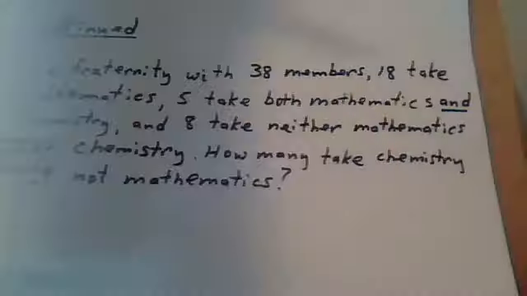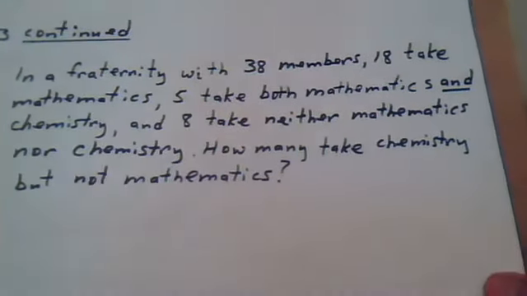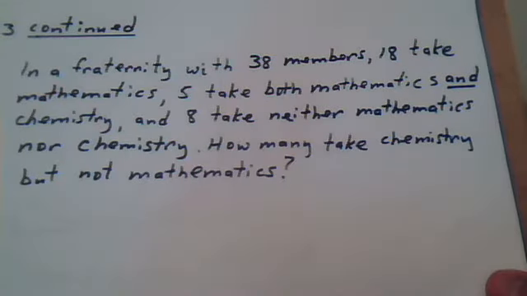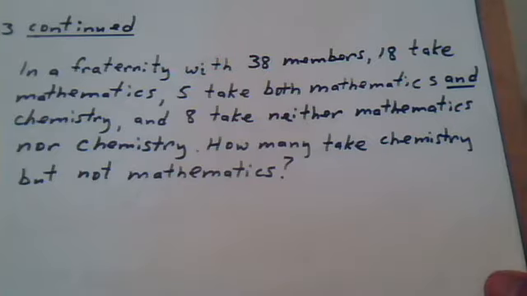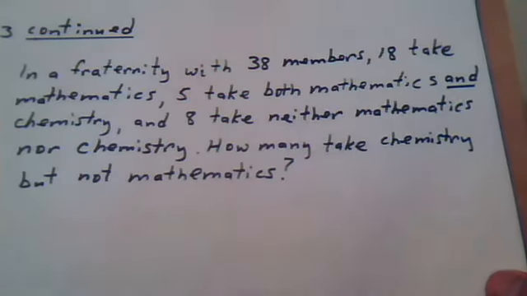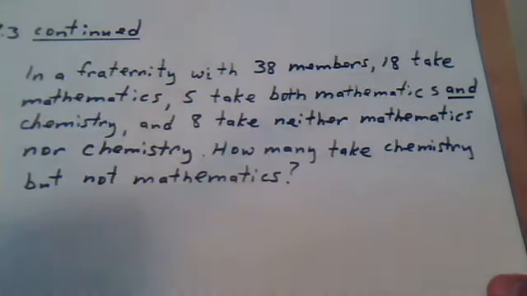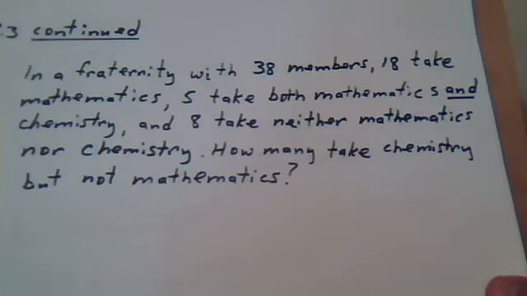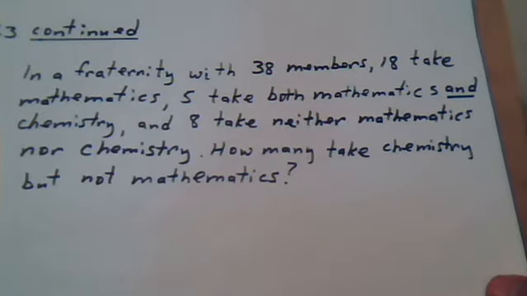Now we're ready for this problem. In a fraternity with 38 members, 18 take mathematics, 5 take both mathematics and chemistry, and 8 take neither mathematics nor chemistry. How many take chemistry but not mathematics? Well, after you get to the question mark, you wonder, what did we read? It's all tangled up, pretty congested. So we're going to sort it out by drawing a diagram.